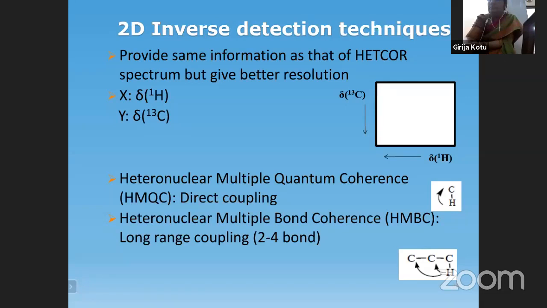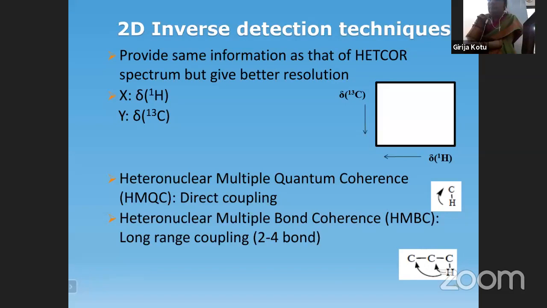And again, inverse techniques, there are two types, HMQC and HMBC. But HMQC I will talk about in more detail because that is more important. HMQC is exactly the same as that of HETCOR. It is one bond C13 proton coupling. Direct coupling we're going to see. On the left side in the slide I'm showing C13 proton directly bonded interactions.